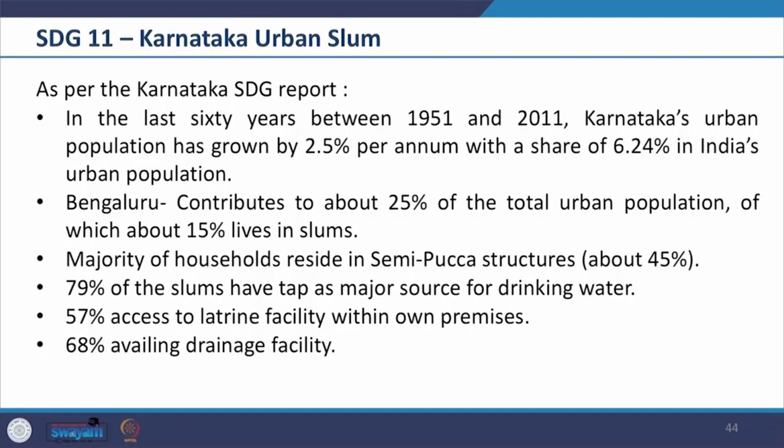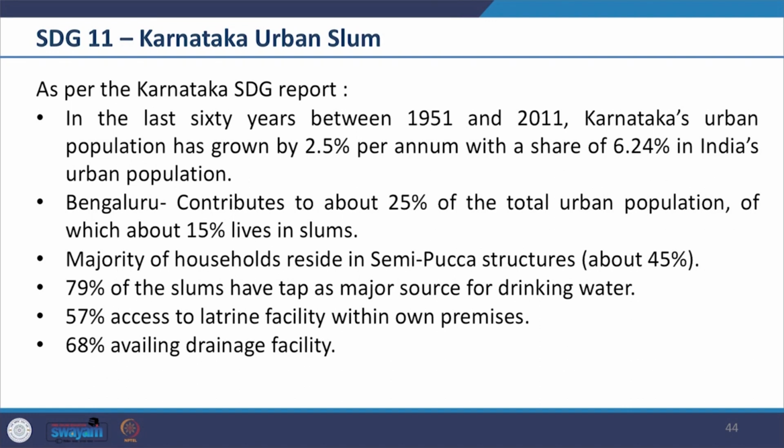As per the report, in the last 60 years between 1951 and 2011, Karnataka's urban population has grown by 2.5% per annum, with a share of 6.24% in India's urban population. Of all the urban areas in Karnataka, the most populated one is Bengaluru, which contributes about 25% of the total urban population, of which about 15% lives in slums.